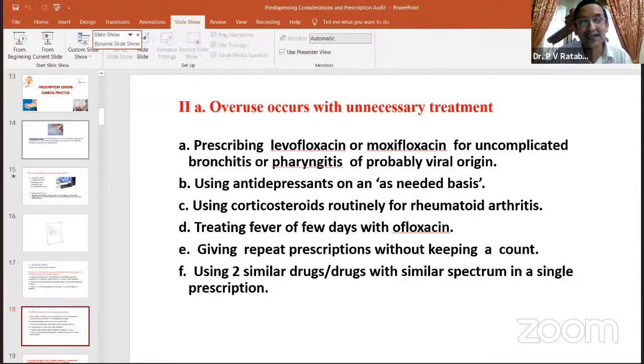Using similar drugs or drugs with similar spectrum in a single prescription. Like I've seen a prescription where tablet paracetamol was prescribed and tablet Sinarest was prescribed. Sinarest also contains paracetamol. So the doctor himself does not know what exactly he is prescribing. So here is the responsibility of the pharmacist to pick up that this doctor has written paracetamol twice in his prescription. So let me clarify whether he has unknowingly done it or is there any other intention. So this is the role of the pharmacist in finding out a prescription error.